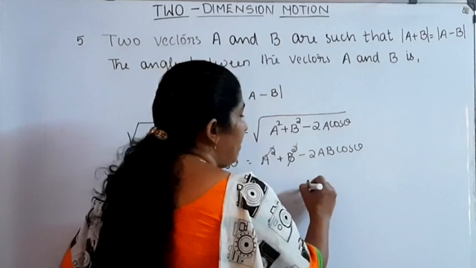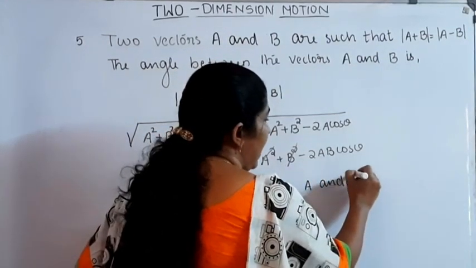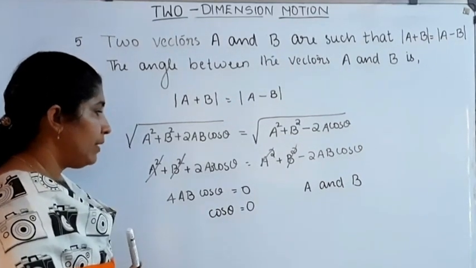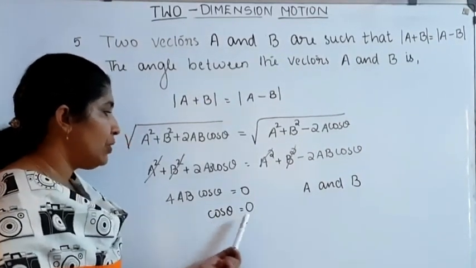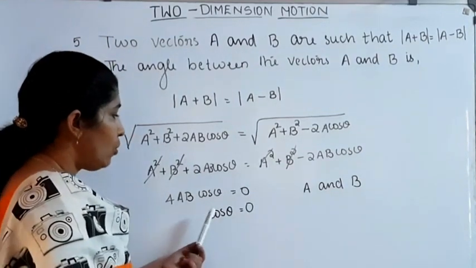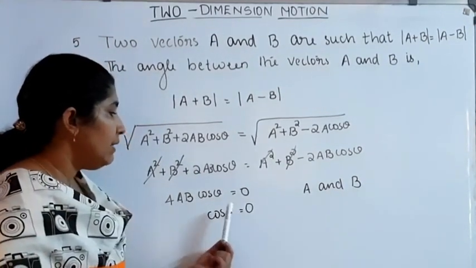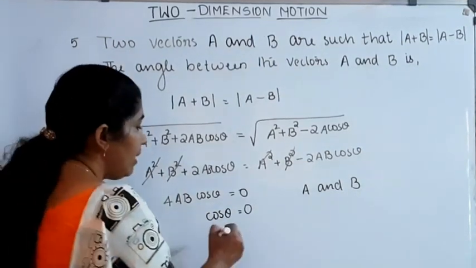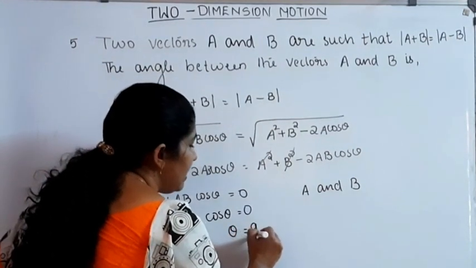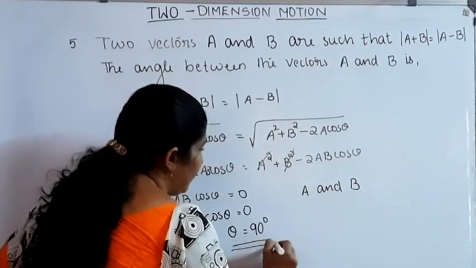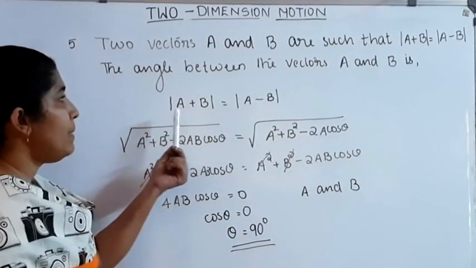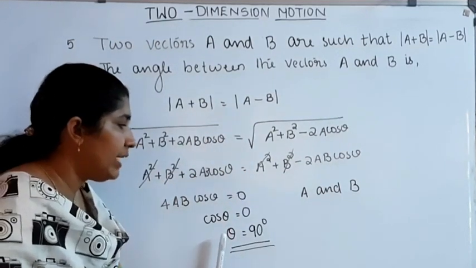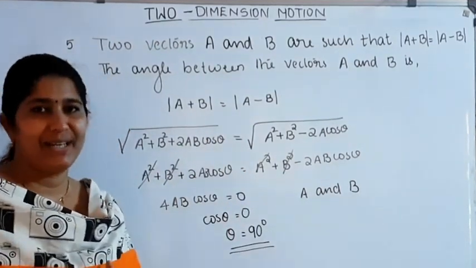4AB cos theta is equal to 0 means cos theta is equal to 0, because A and B, these two vectors, have certain values. So we can take cos theta is equal to 0. What about theta? Cos theta is equal to 0 means theta is equal to 90 degrees. Cos 90 is equal to 0. Then what about the angle between these two vectors? Theta is equal to 90 degrees. Modulus of A plus B is equal to modulus of A minus B means the angle between the two vectors is equal to 90 degrees.